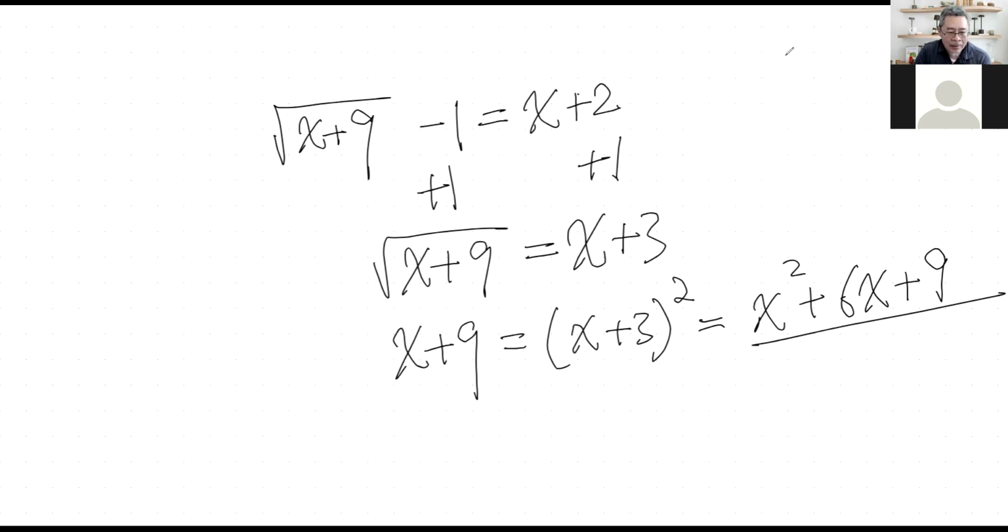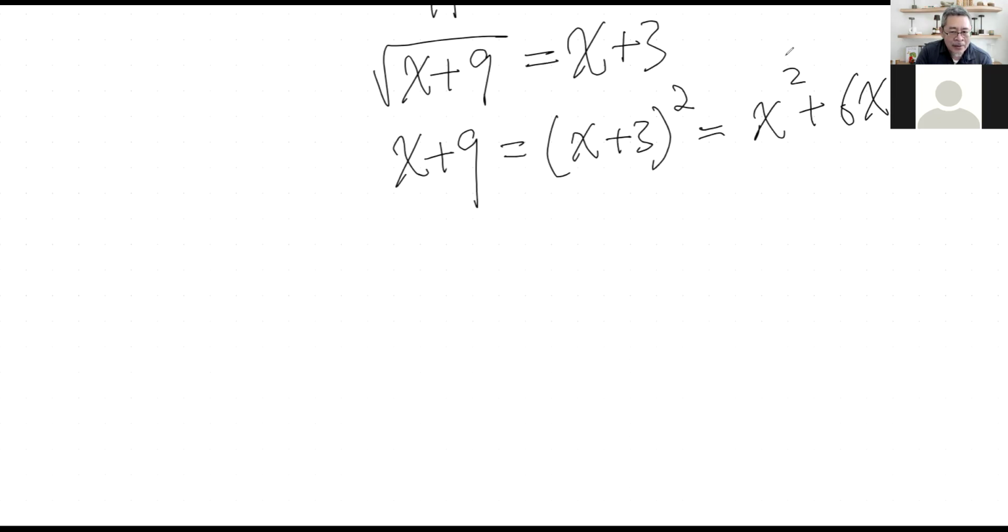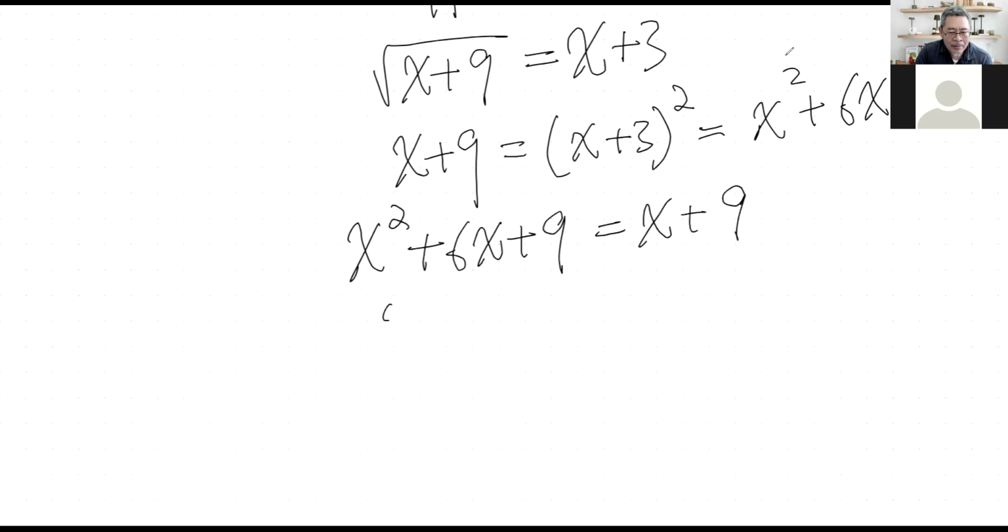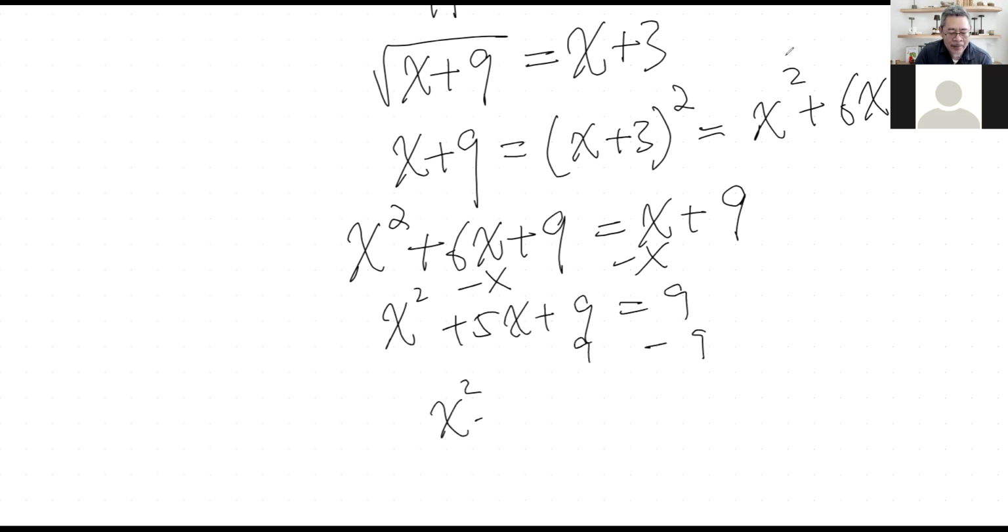Now we can rewrite this as x squared plus 6x plus 9 equal to x plus 9. And now we got x squared plus 5x plus 9 equal to 9, then minus 9. Then we got x squared plus 5x equal to 0, right? That means our a is 1, b is 5, our c is 0, right?